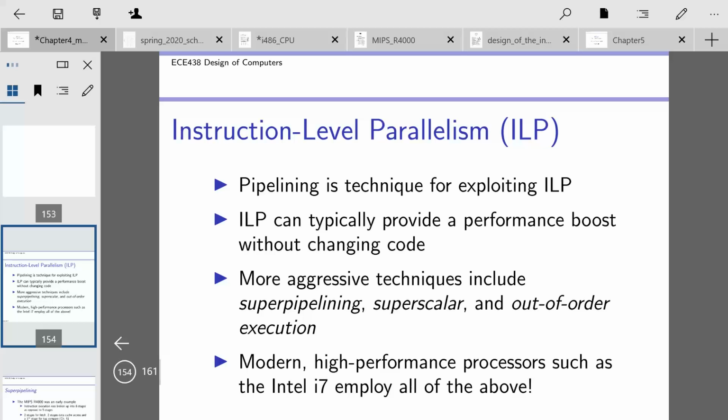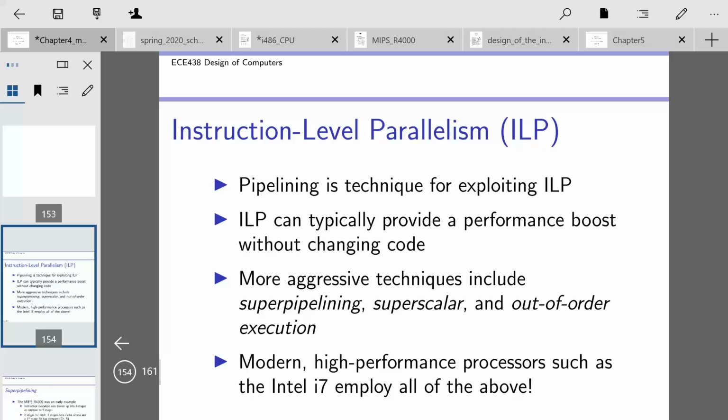Okay, so all right, let's talk about more aggressive levels of instruction level parallelism real quickly. So far, pipelining, we've talked about pipelining till at least I'm blue in the face, and that's one of the most fundamental instruction level parallelism techniques. But if we want to more aggressively exploit instruction level parallelism, we can do super pipelining, which is what the R4000 was doing. We can do superscalar, which basically means fetching multiple instructions per cycle. So that was a competing technique with super pipelining at the time.